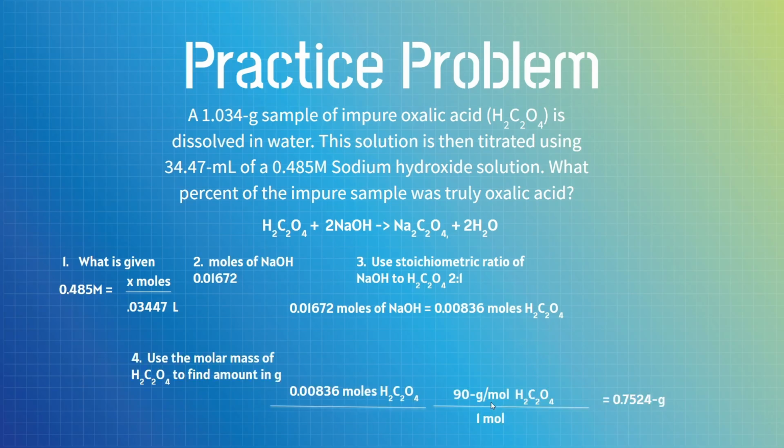Next, we're going to use the molar mass of H2C2O4 to find the amount in grams that is actually titrated, and we have 0.00836 moles of H2C2O4 times 90 grams per mole, and that's going to give us 0.7524 grams. So we'll put that over the original amount to give us the percent, and we'll find that it was 72.8% pure.